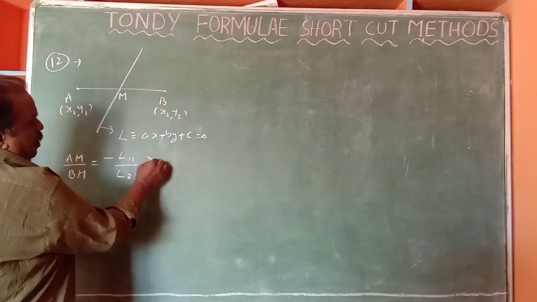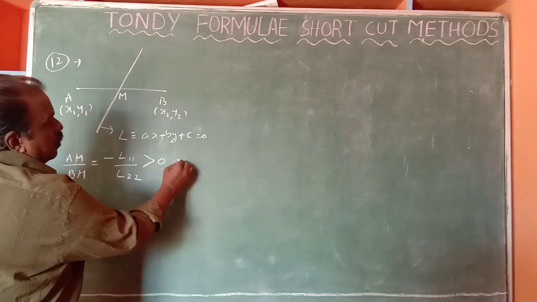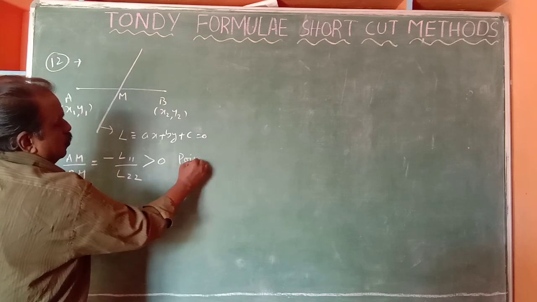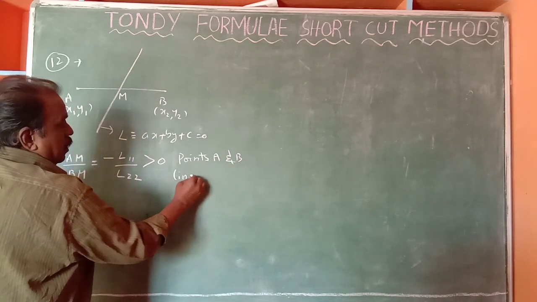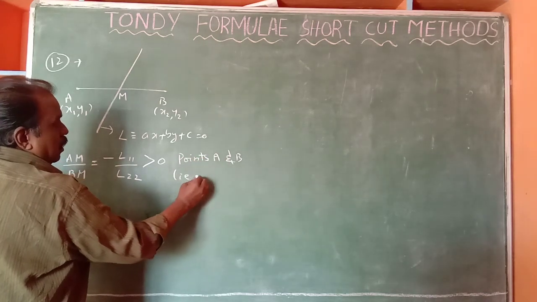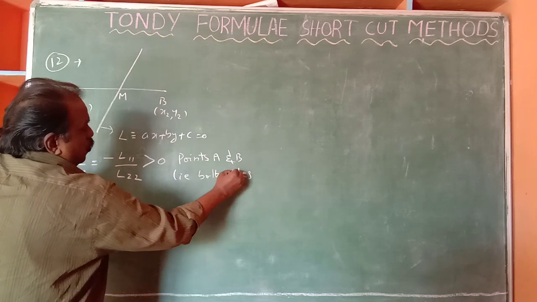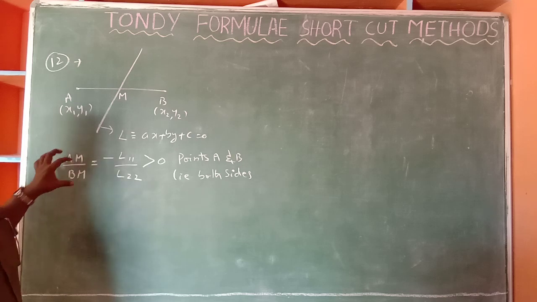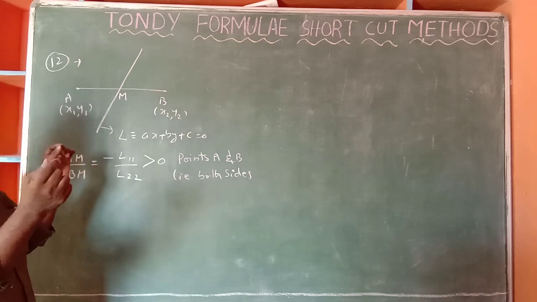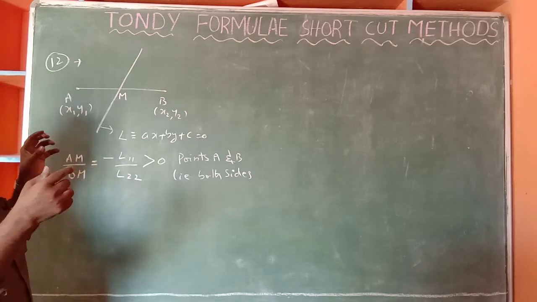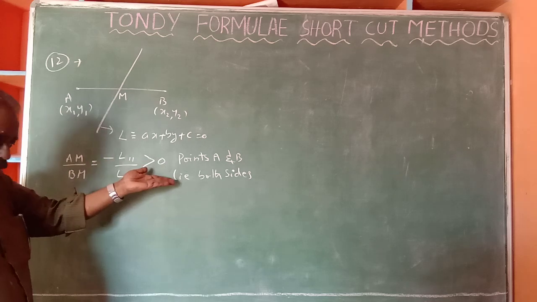If it is greater than 0, if it is positive, then the points A and B lie on both sides of the line. That means the ratio is positive, like 2:3, meaning the point divides the segment internally, not at the midpoint. For AB, the line is internal, then the ratio is positive.